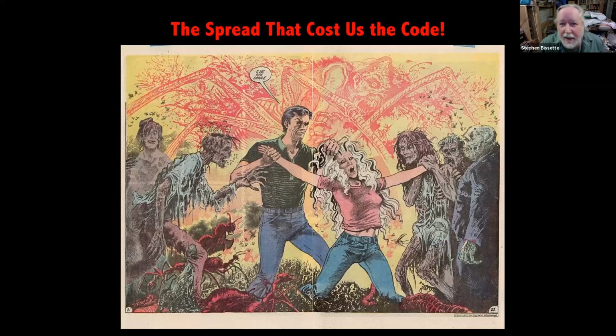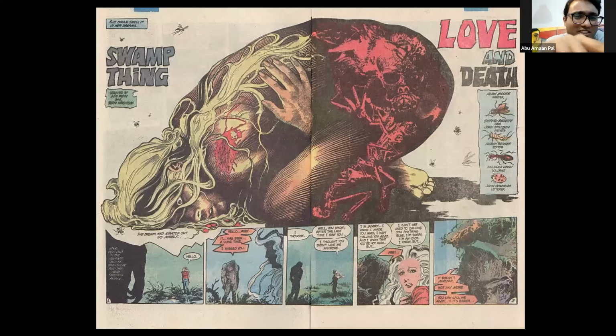Okay, this is the spread that lost us the code. Yes. Excuse me. I had a doubt about the technique of the brushing in the last panel, in the last slide which you showed. What material did John Totleben use for the strokes? That's all brush and pen, Abu. Brush and pen. Right.